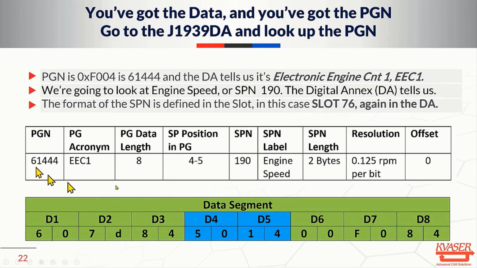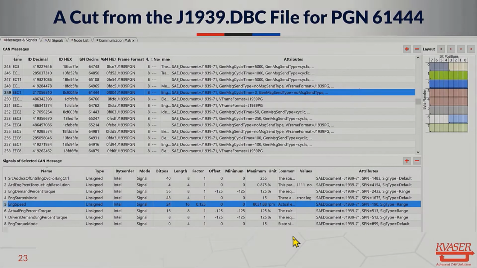Where's all that defined? Well, this is a cut out of a DBC file right here. We filtered on 61444, and we picked out one signal, which happens to be called engine speed. It's a 2-byte signal. We've got a resolution for it. We've got an offset for it. We have a suspect parameter number that identifies it. And we know the parameter group number itself has a data length code of 8, and we know the abbreviation for it. So now let's figure out this data itself.